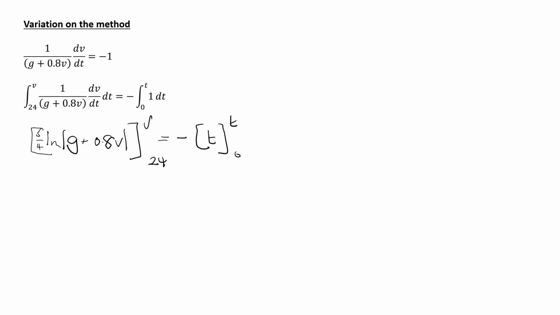So my integral of 1/g plus 0.8v is 5/4 ln g plus 0.8v between the limits v and 24 equals minus t. Notice I've taken the minus out this time, between the limits t and 0. And what it does is it stops me having to evaluate the constant of integration, so if I've forgotten to put it in, it doesn't matter because I don't need it in this case. And it also gives me the equation without me having to remember to put it back on again.